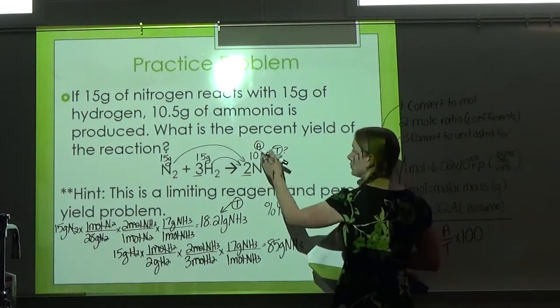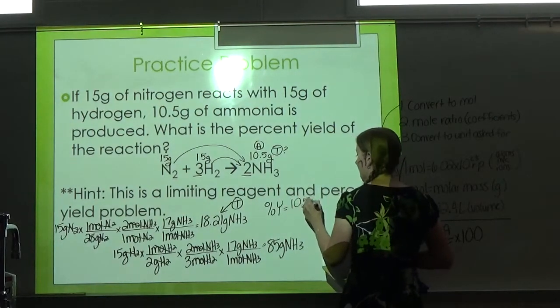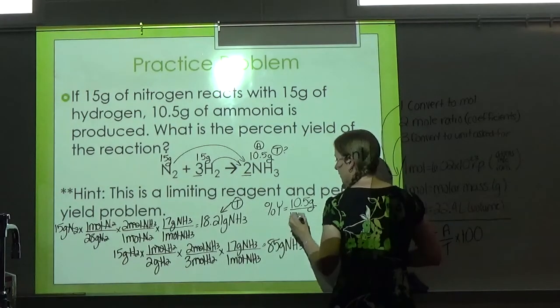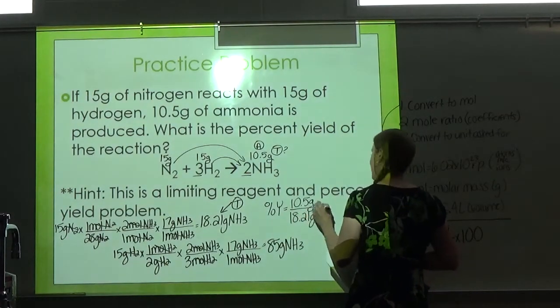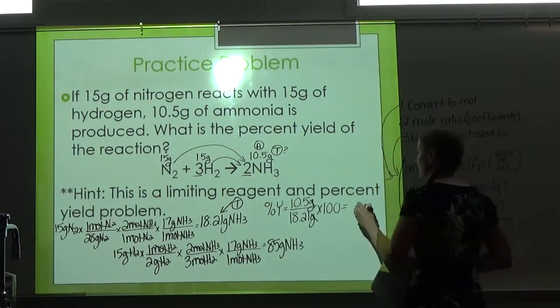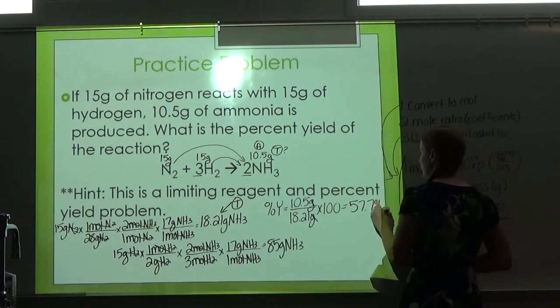So my actual is 10.5 grams. My theoretical, whoops, sorry, I'm pointing at the wrong one. My theoretical is 18.21 grams, times 100 to make it a percentage. And so once I solve, I get about 57.7%.